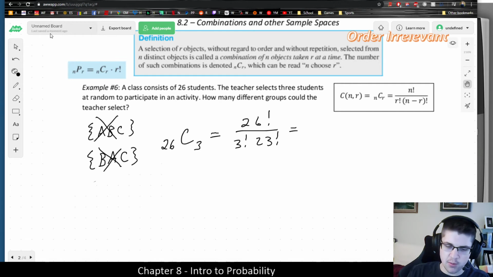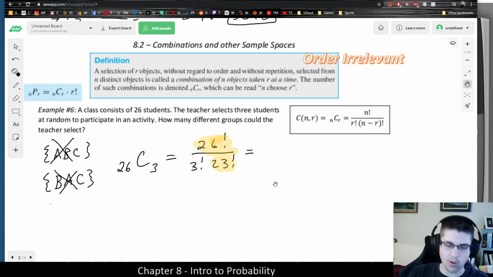Let me highlight this. This is just NPR, and I could always simplify the components, because it always simplifies down to a chain of factorials, as I was saying before. That would make 26 times 25 times 24, divided by 3 factorial. And 3 factorial is just 3 times 2, or 6.